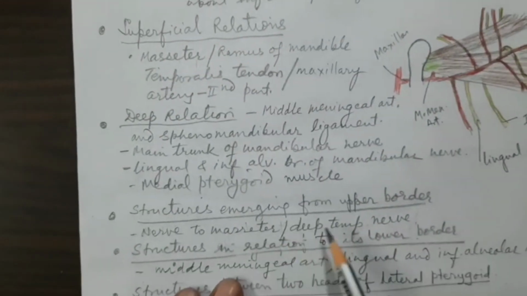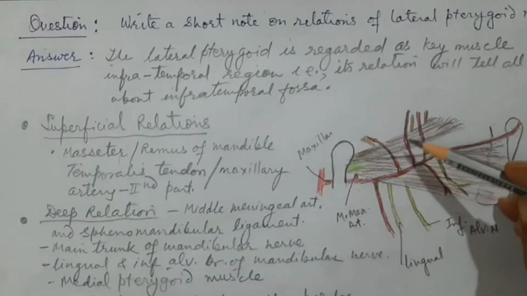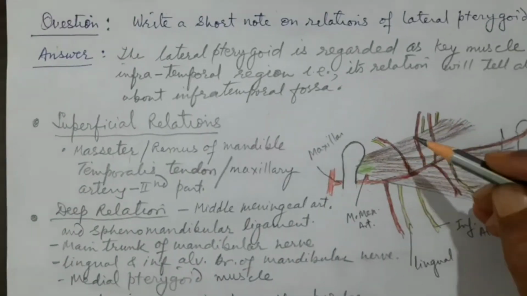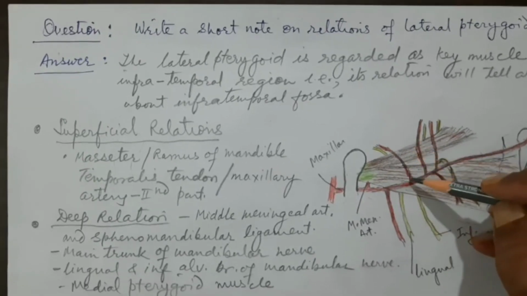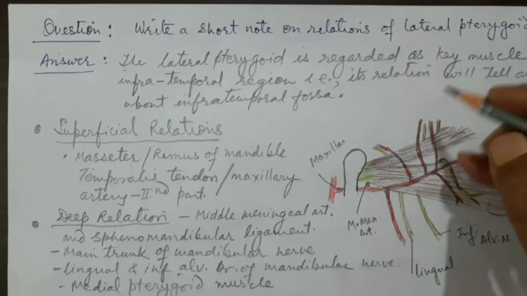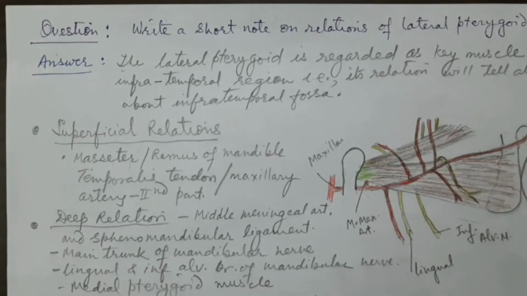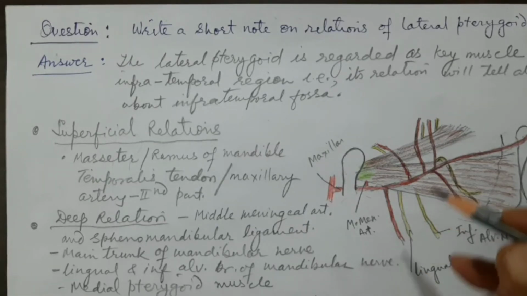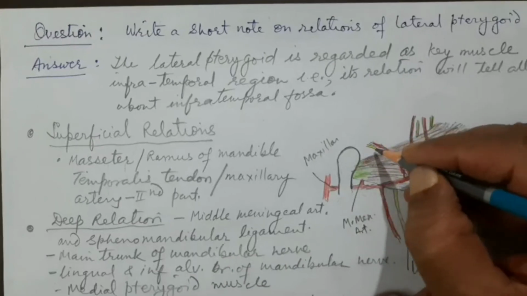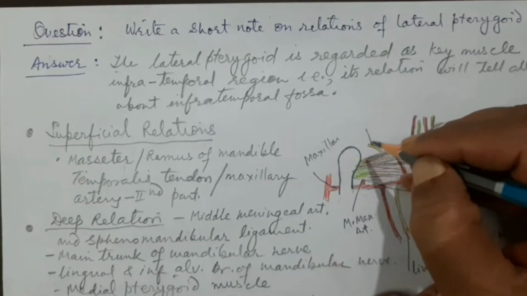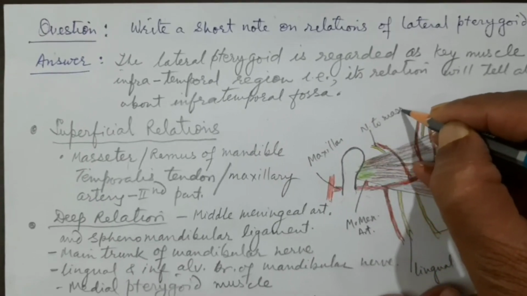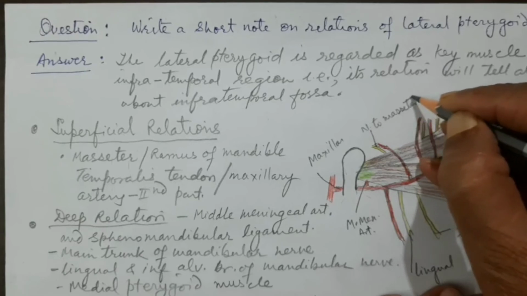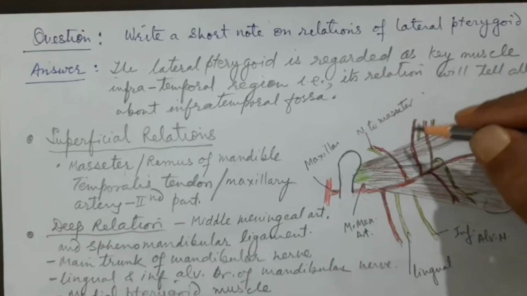Let us come to the structures which are emerging from the upper border of the lateral pterygoid. This is the masseteric nerve, the nerve to the masseter. I will call it the nerve to the masseter or the masseteric nerve. Let me write it here. This is the vessel as well as the nerve to the masseter, which will go towards the masseteric notch, the notch of the ramus of the mandible.